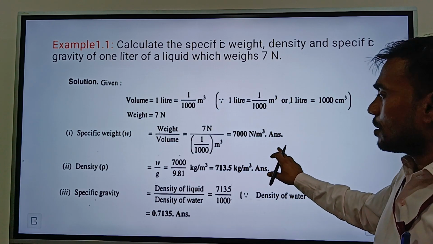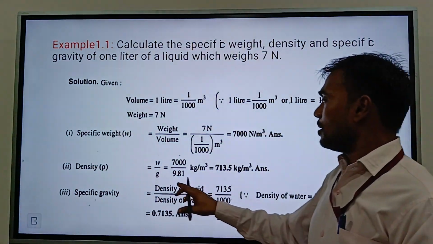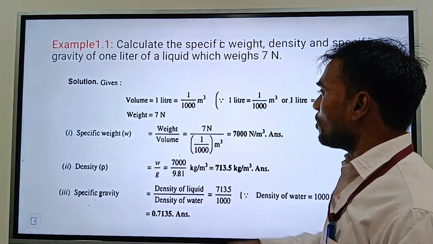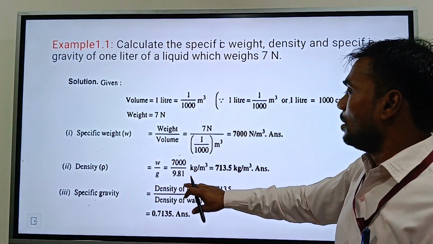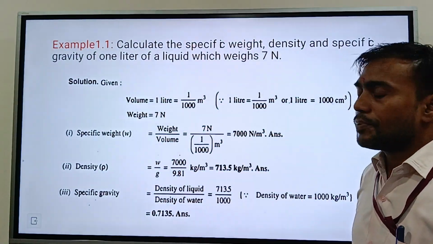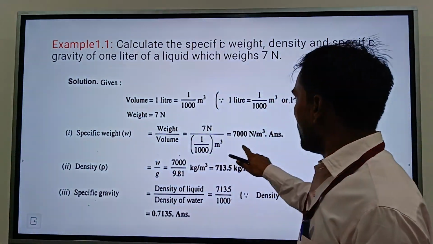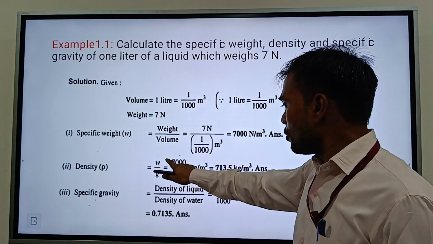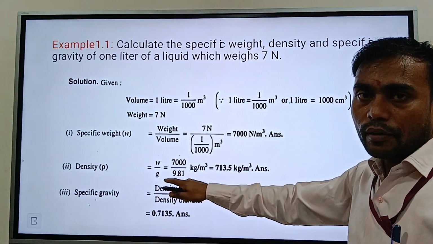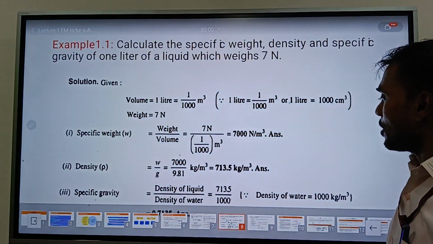Let us calculate the second parameter, that is density. Density is already defined as the mass per unit volume, but in terms of specific weight, we can also write it as specific weight divided by g, the acceleration due to gravity. Specific weight is already calculated. Put these two values and the final value of density will be 730.5 kilogram per meter cube.